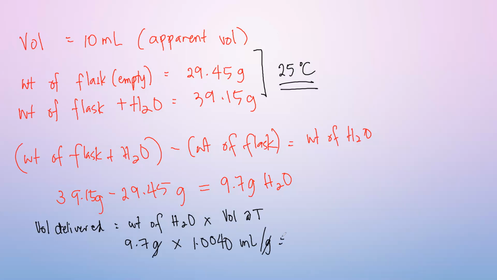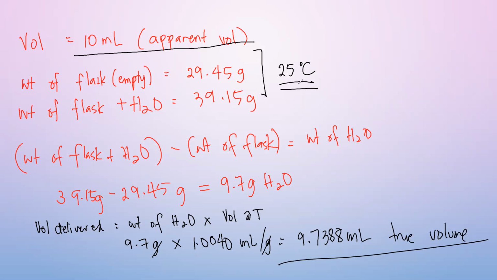So 9.7, can you compute? 9.7 times 1.0040. Ayan, 9.7388 ml. So class, this is the apparent volume that was delivered, but this one is the true volume. Okay? This one is the true volume.